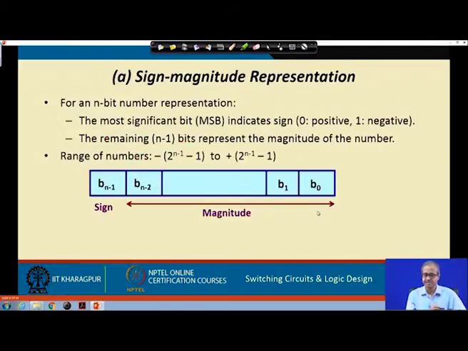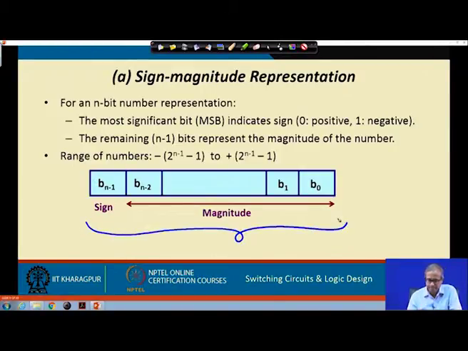Let us look at the simplest first, the sign magnitude representation. The sign magnitude representation conceptually looks like this. Suppose I have an n bit representation, this whole thing is n bits. I reserve 1 bit for the sign, this is my sign. The remaining n minus 1 bits will represent the magnitude.